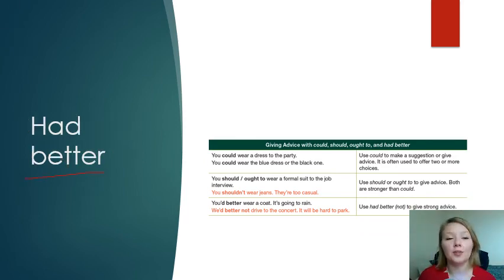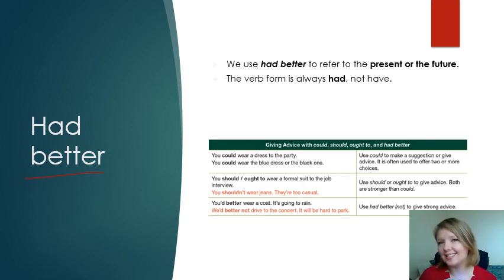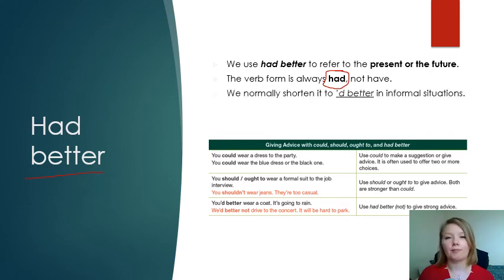Last, let's talk about the phrase had better. We can use had better to talk about now or the future. And it's always had, not have. We don't say you have better or she has better. We always use had. You had better, she had better, we had better, I had better, they had better. Always had better. So we do not need to worry about changing that word.